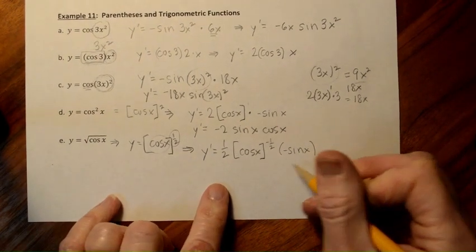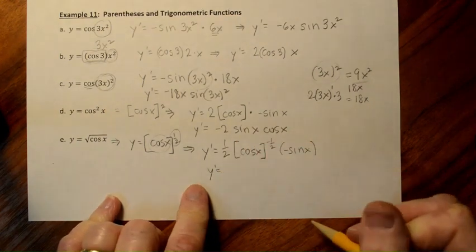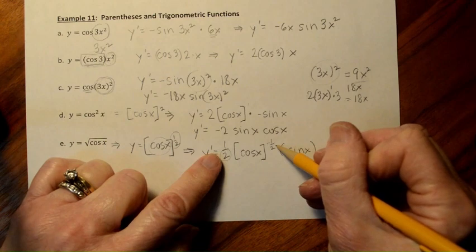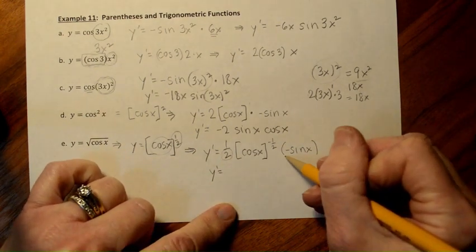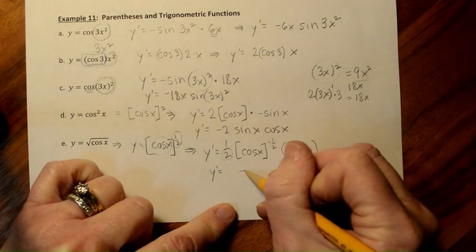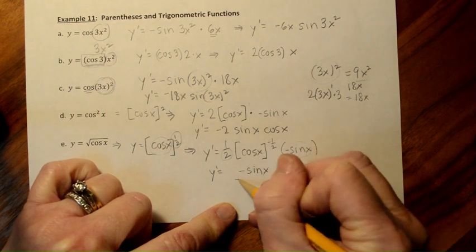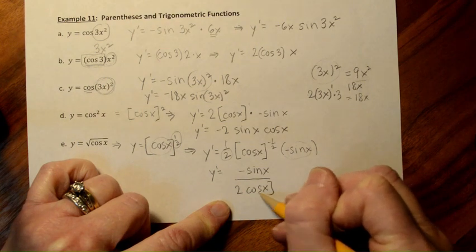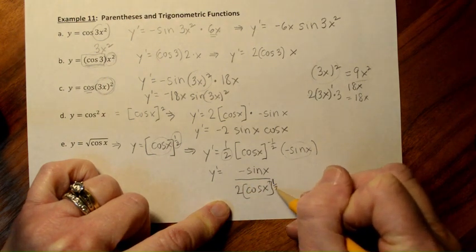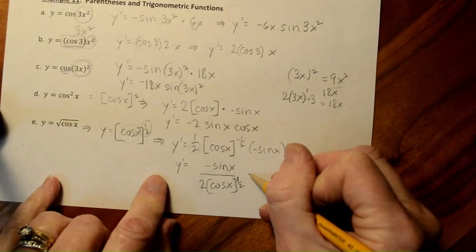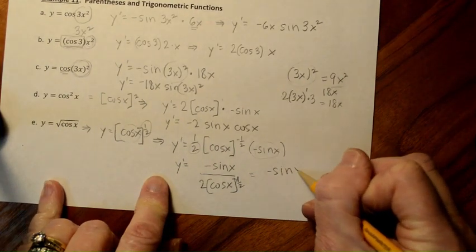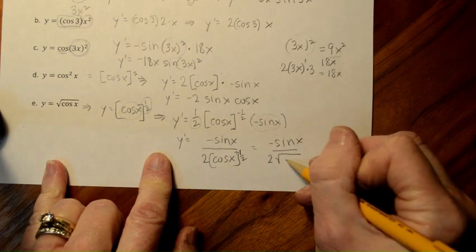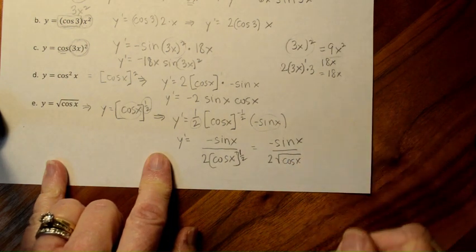Right, I'm just going to clean that up a little bit, so then we end up with y prime. The 2 is going to be in the denominator. The cosine x to the 1/2 is going to flip down to the denominator. So the only thing that's in the numerator is negative sine x. And then we've either got 2 cosine x to the 1/2, or if we want to write it the way that they gave it to us, let's change that to negative sine x over 2 square root of cosine x.